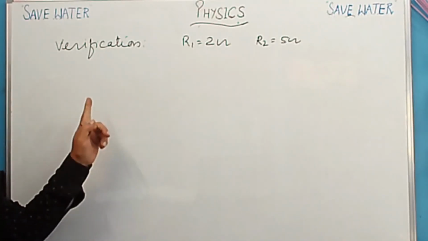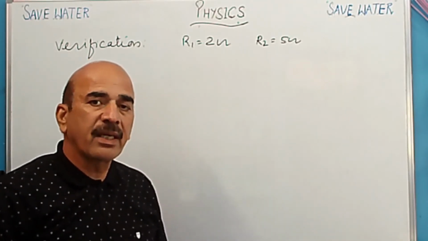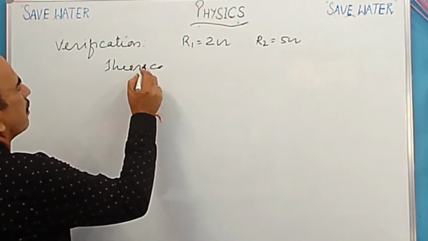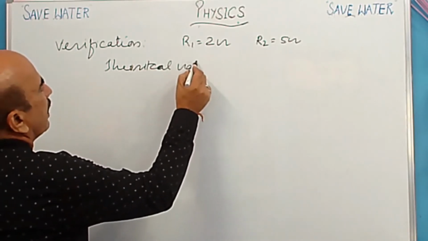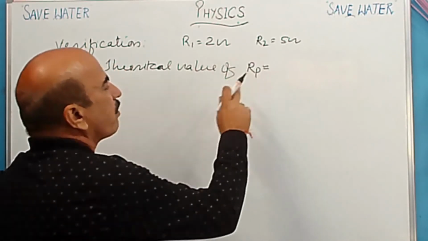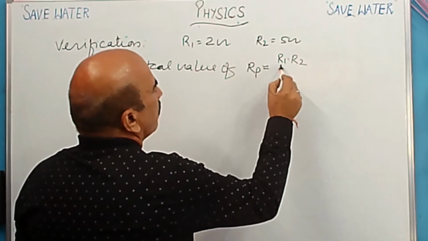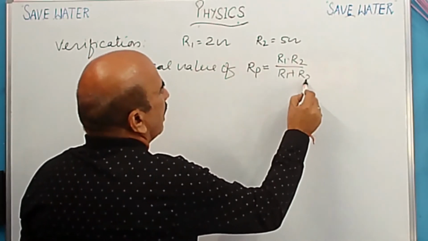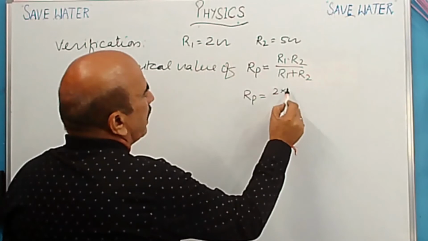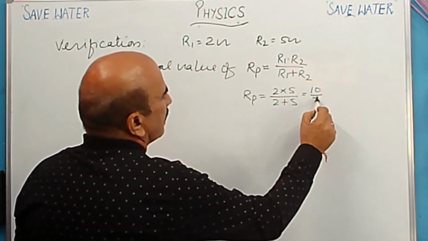So first of all we have to find out the theoretical value. We will find the theoretical value of the equivalent resistance of R1 and R2. So we will write the theoretical value of RP. RP means equivalent resistance here. We will find its value using the formula R1 R2 upon R1 plus R2. So the value of RP will be 2 into 5 upon 2 plus 5, it will be 10 upon 7.